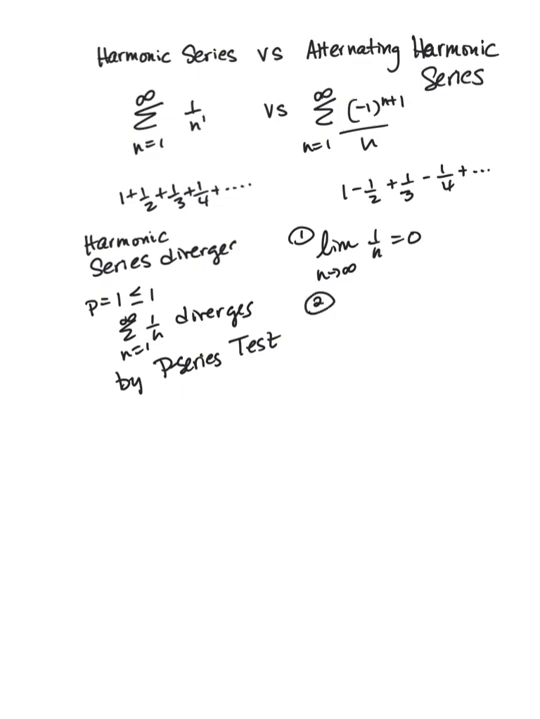Then the terms are decreasing in magnitude. Their absolute values are decreasing in magnitude, which is true. So therefore, the alternating series converges by the alternating series test.